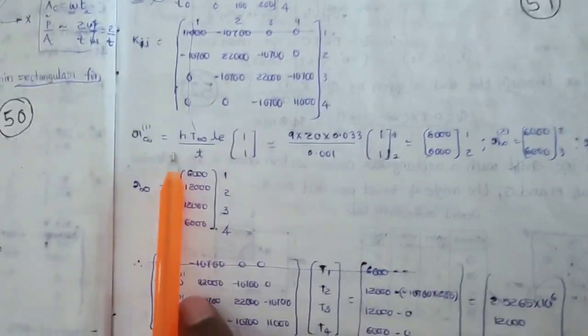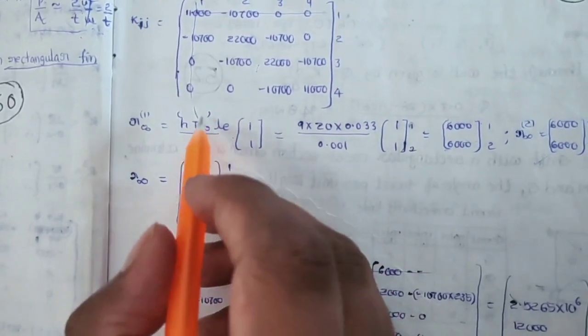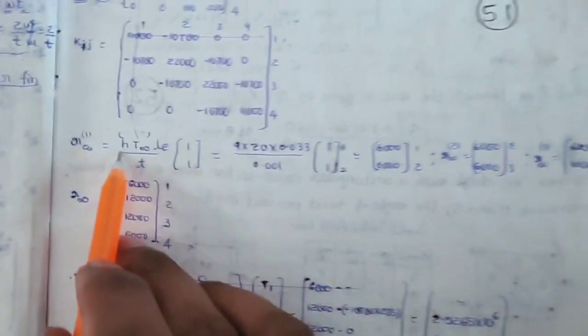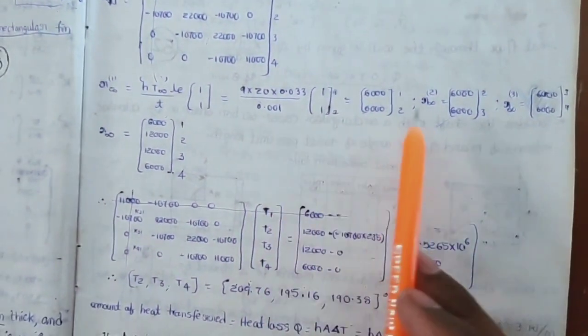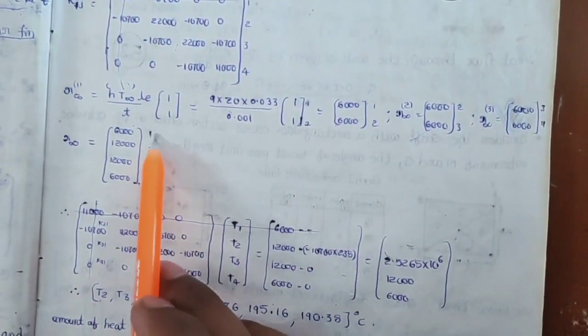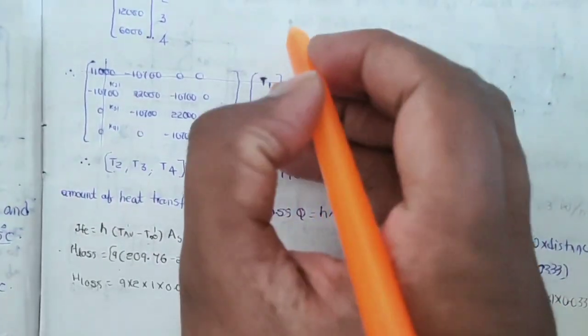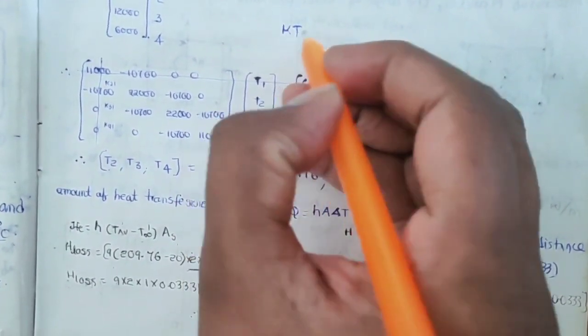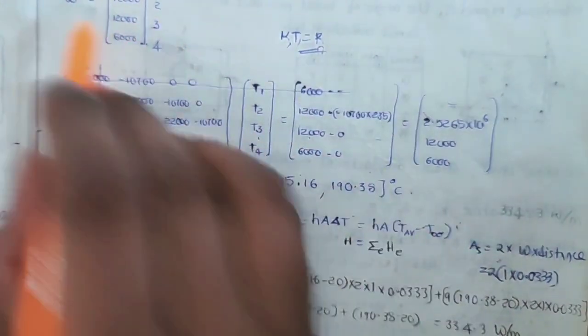Similarly, you have to find out the H T infinity LE by T. This term is equal to Q. You know HT, all the values, substitute. Similarly, find for all 3 elements. So 1, 2, 3, 1, 2, 2, 3, 3, 4. You have to add all, 1, 2, 3, 4. You get the R naught value. Now substitute in this equation. The equation is KT is equal to R. Okay, R is the R value.